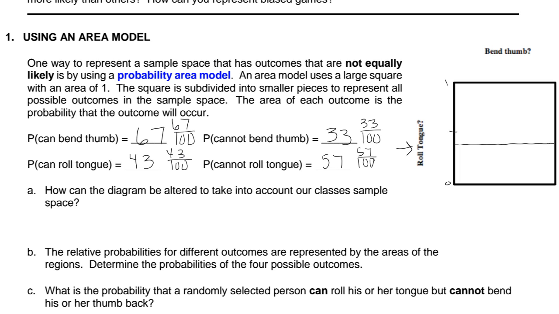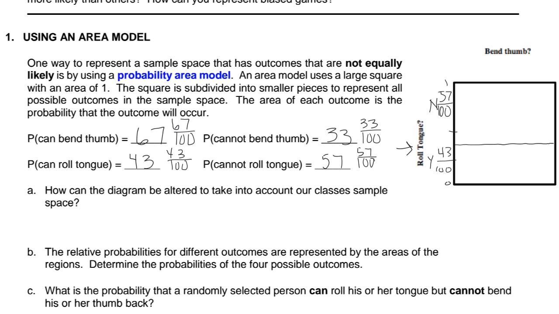Everything below that line would represent students that can roll their tongue. So we would write that over here on the left-hand side, that's yes. Those are the students that can roll their tongue, and that would be 43 out of 100. And then up here on the top, the remaining space above the line would be no. And so that would be the 57%, so 57 out of 100.